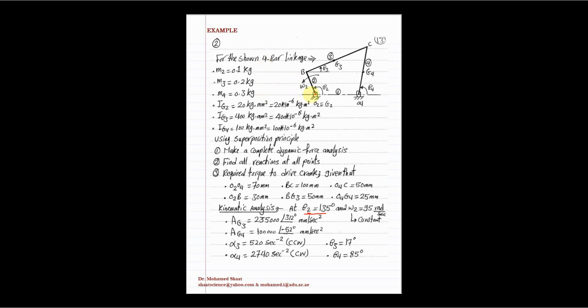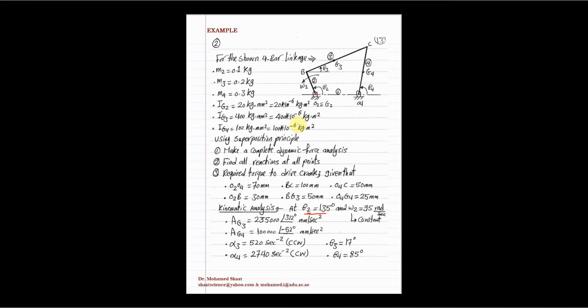The mass of link number 2 is already given as 0.1 kilogram. This is the mass of link number 3, 0.2 kilogram, and the mass of link number 4. In addition, the mass moments of inertia, which are Ig2, Ig3, Ig4, of the three links are already given as 20 kilogram millimeter square. So I'm converting here, multiplying by 10 to the power negative 6 to convert millimeter square to meter square. The same thing for 400 kilogram millimeter square, I converted it into meter square, and so on.